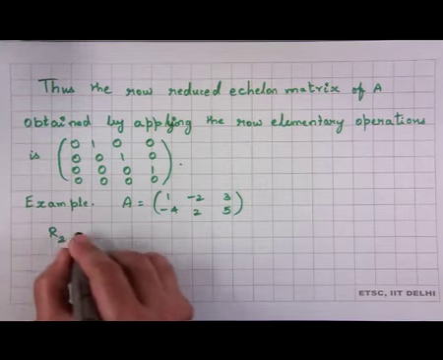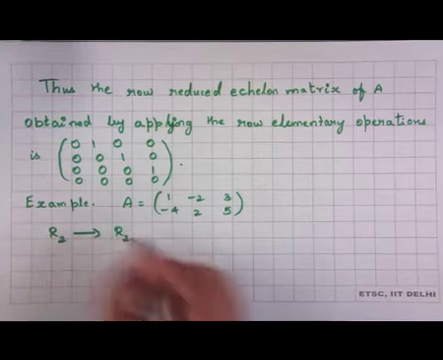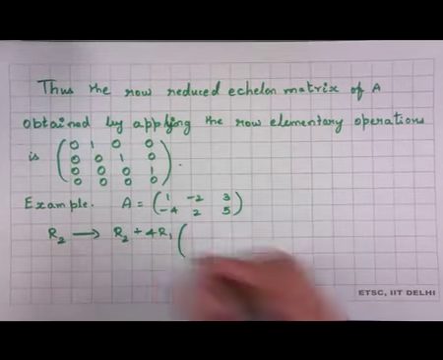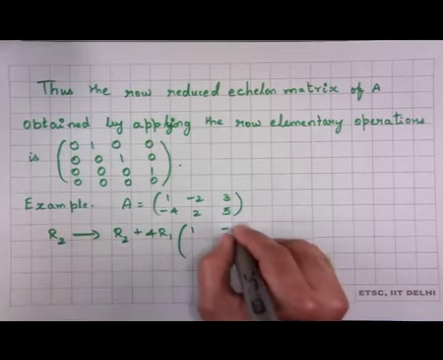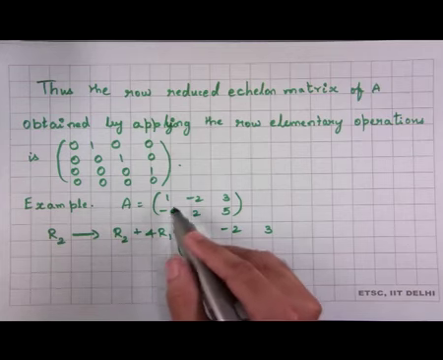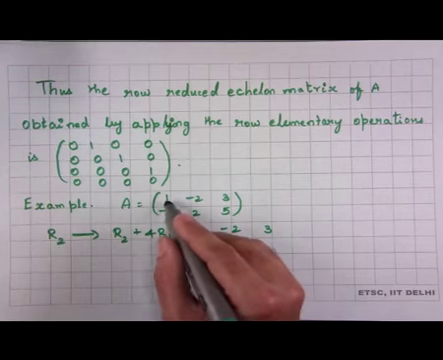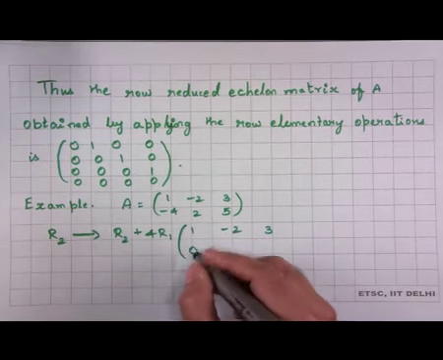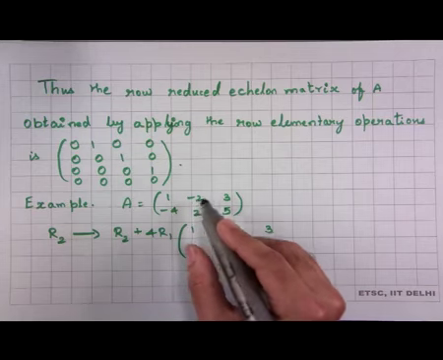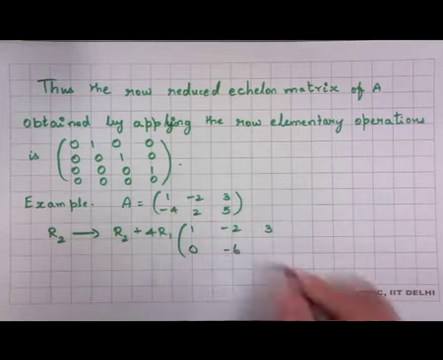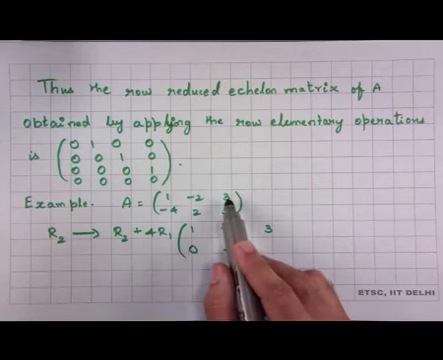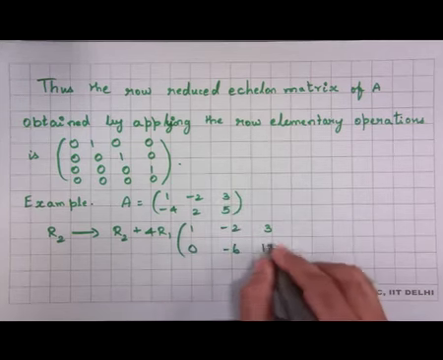So, we will replace R2 by R2 plus 4 times R1. The first row remains unchanged: 1, -2, 3. For the second row: -4 plus 4 times 1 is 0, 2 plus 4 times -2 is -6, and the last one, 5 plus 4 times 3, which means 5 plus 12, so you will end up with 17.